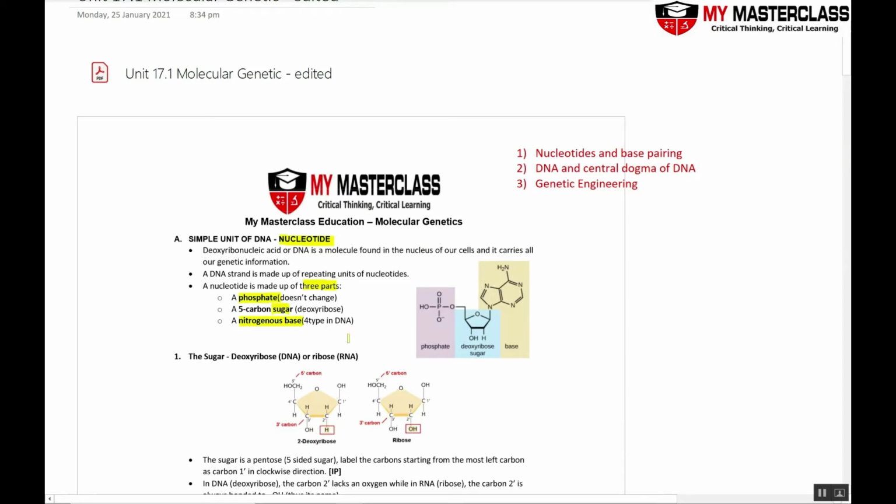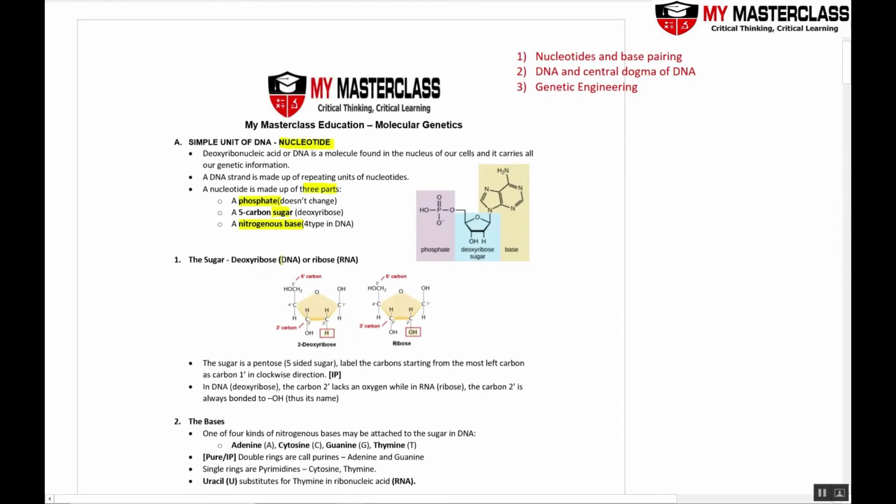So let's look at the sugar first. There are 2 types of sugars. One is DNA, which is called deoxyribose, and the other one is called ribose, just RNA itself. You can see that over here, the structure of the 5-carbon ring, starting from the right hand side, the top part here, you have got the first carbon, second carbon, third one, fourth carbon, and the 5th one, which is on top side of it.